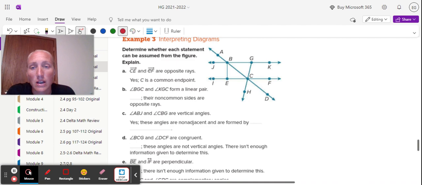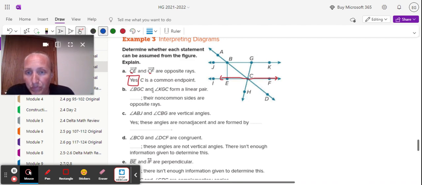Ray CE and ray CF are opposite rays. Okay, so opposite rays mean that they start with the same endpoint, which based on just the message that's here, I know that that's the case. And opposite means they go in exactly the opposite direction. So they're going to form a line if that's true. So ray CE is right here and ray CF is this way. And if you follow that entire thing, it forms a line. And so yes, this is true. Okay, and you have that common endpoint and they are opposite each other is what you're looking for there.